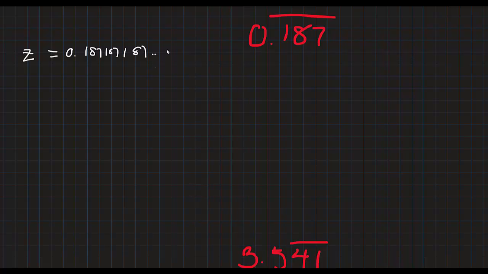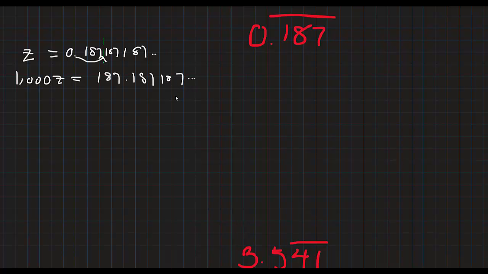Then let me ask you, when does the first round of repeating stop? Right here, because then it goes back to 1. Well, we want to move the decimal point over here, so we'll multiply 1,000 on both sides. On the left side we have 1,000z, and on the right side we have 187.187, and it keeps going so on.